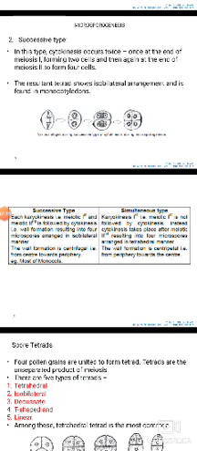The second difference between the successive and simultaneous types is that in the successive type, the wall formation is centrifugal, that is from center towards periphery, and this is most common in monocots. Coming to the simultaneous type, here the wall formation is centripetal, that is from periphery towards the center.